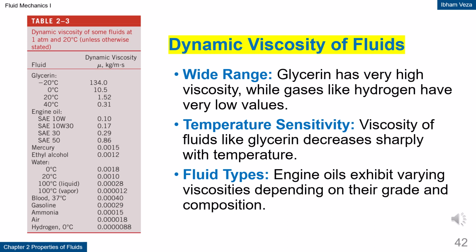Dynamic viscosity of fluids. Viscosity values vary widely among different fluids. Glycerin has very high viscosity, while gases like hydrogen have very low values. Temperature changes can drastically alter viscosity, especially for viscous liquids. Therefore, viscosity data must always be associated with temperature conditions. This information is important in selecting working fluids and designing systems.